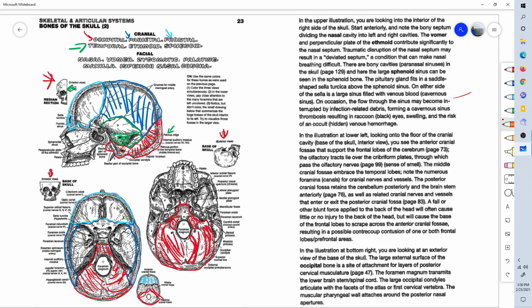Now we start getting into these little tiny bones, the smaller bones, the ethmoid bone. Recall that the ethmoid was a singular bone that spanned from one side of your skull to the other, similar to the sphenoid bone. And here it is here.